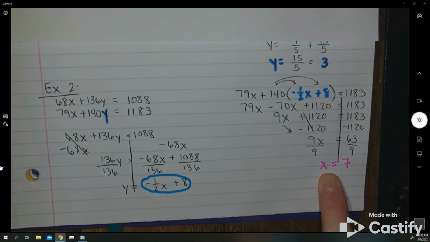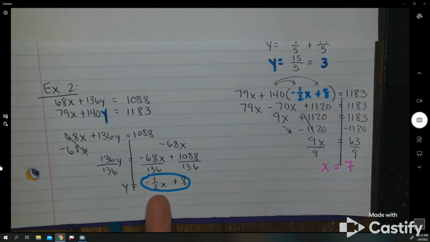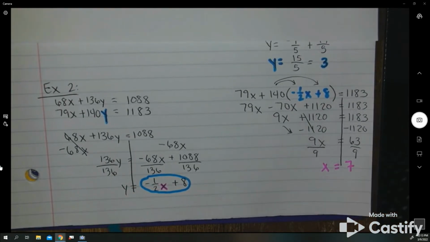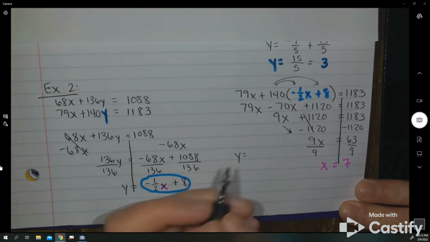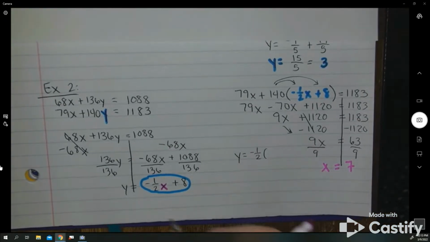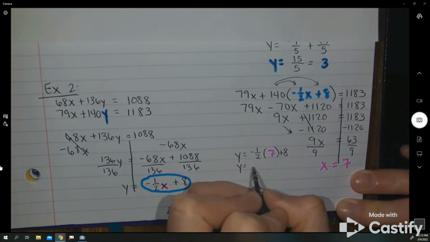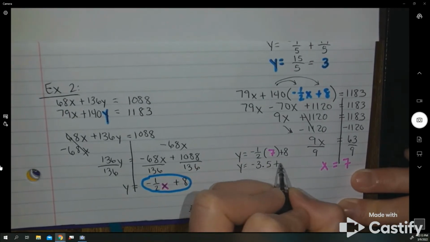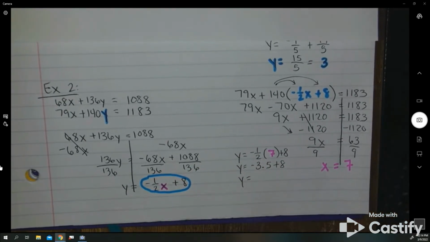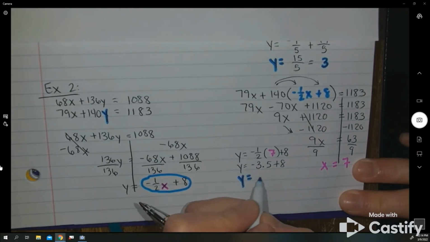Now that I know x equals 7, I'm going to plug that back in. I would suggest, again, using the equation where I already found out y is equal to something. So I have y equals -1/2 times 7 plus 8. So -1/2 times 7 is -3.5. So half of 7 is 3.5 plus 8. So y equals -3.5 plus 8 is 4.5.